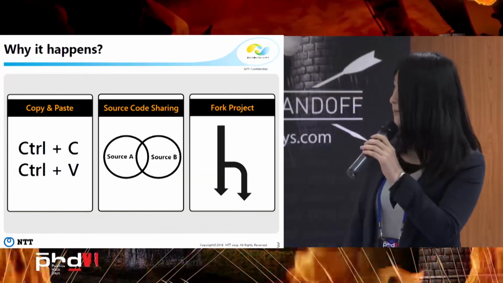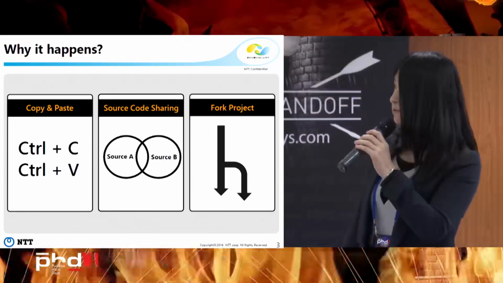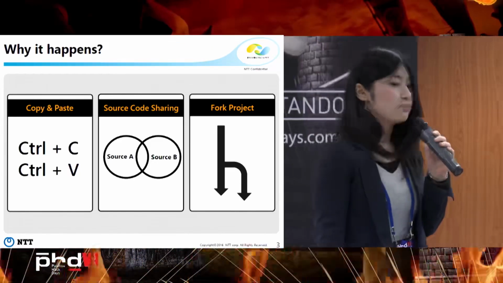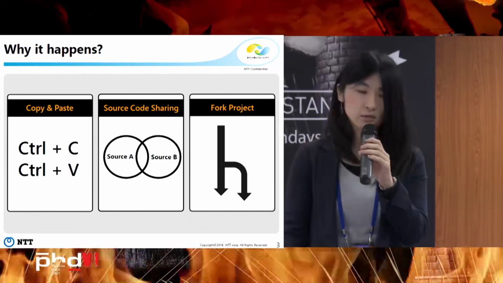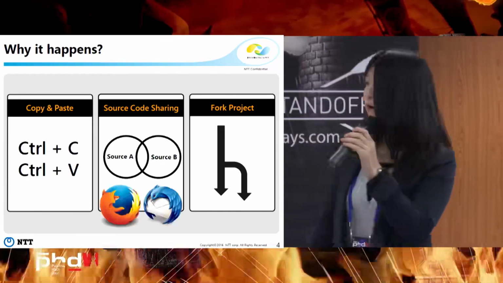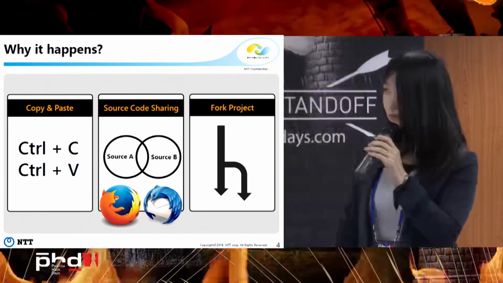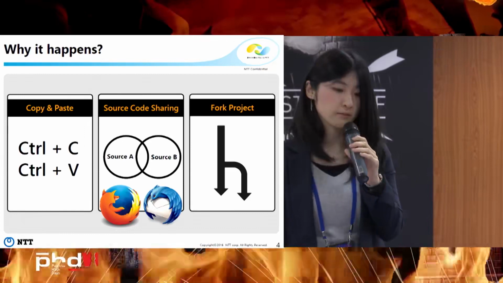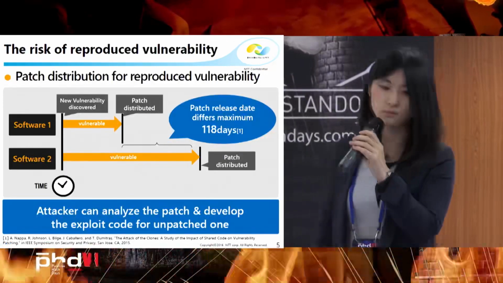Next, why does this kind of thing happen? There are three reasons. The first is copy and paste. The second is source code sharing, such as sibling software like Firefox and Thunderbird. And the third reason is fork projects, which mainly happen in open source projects. So these are the three reasons why it happens.